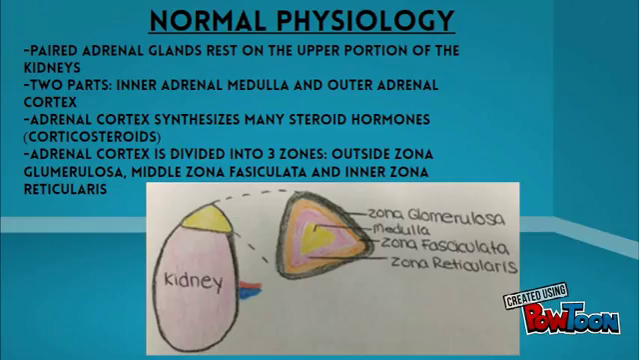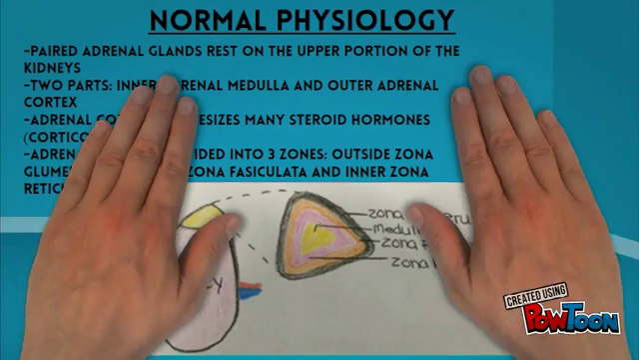Normal physiology. The adrenal glands are two pyramid-shaped organs that rest on the upper portion of the kidneys. Each adrenal gland consists of an inner adrenal medulla and an outer adrenal cortex. We will be concentrating on the adrenal cortex for Addison's disease. The function of the adrenal cortex is to synthesize over 24 steroid hormones, collectively called corticosteroids.